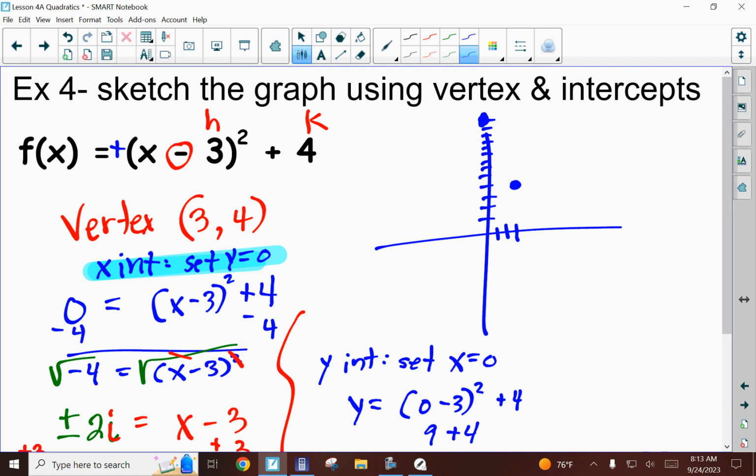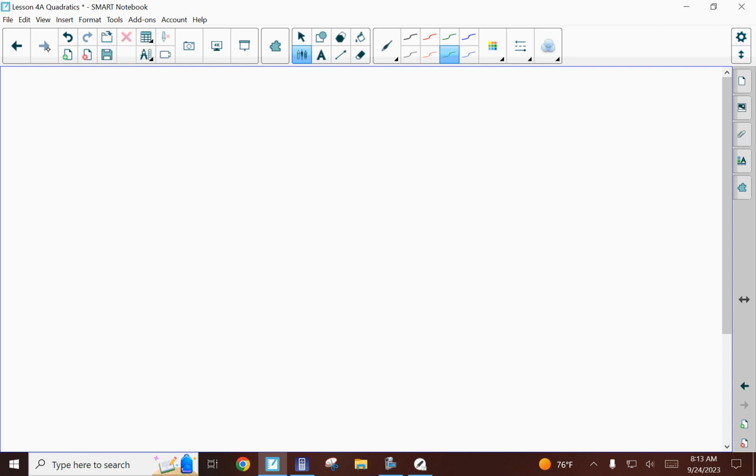So you would have a dot here, and then because it's symmetric, if it's 3 away this way, it's going to be 3 away this way to get that other dot. And then this isn't perfect, but that's why we call it a sketch. Sketches are not perfect. And that's how you do that question. So with that, you should have enough information to complete today's assignment.